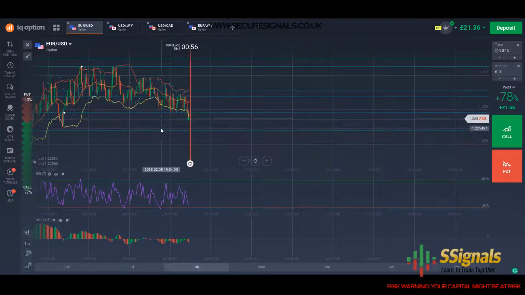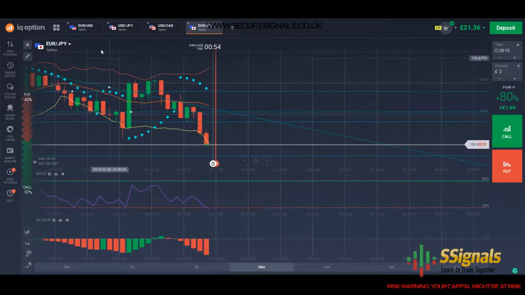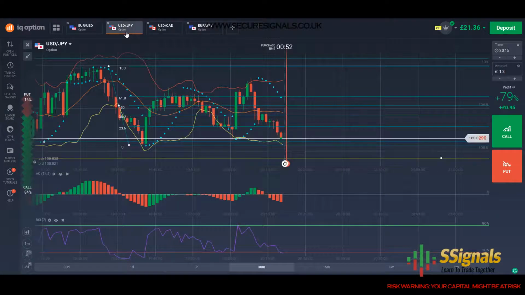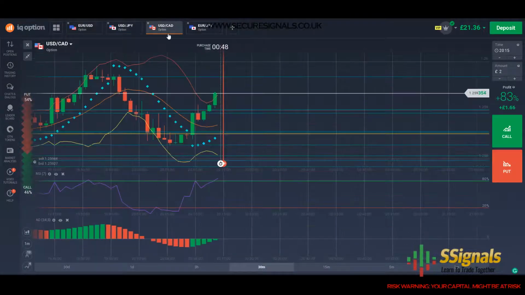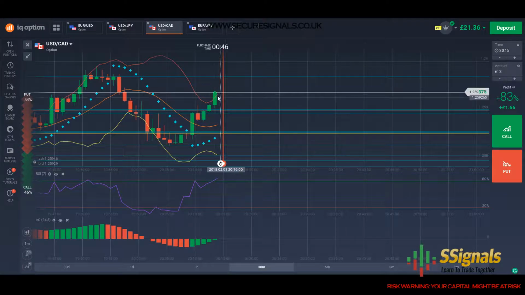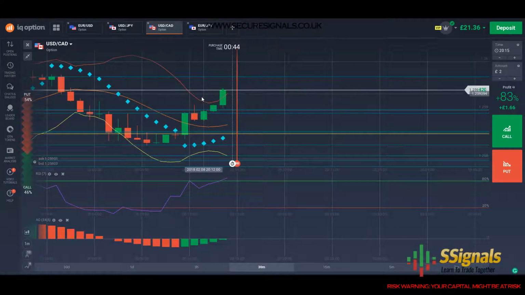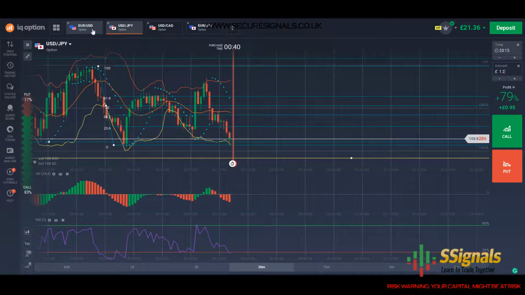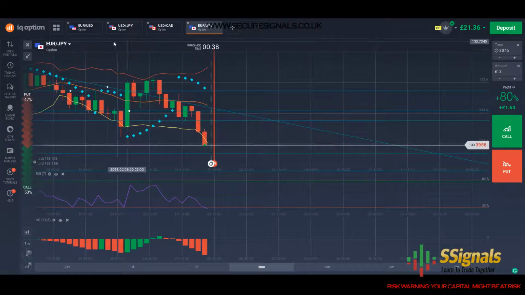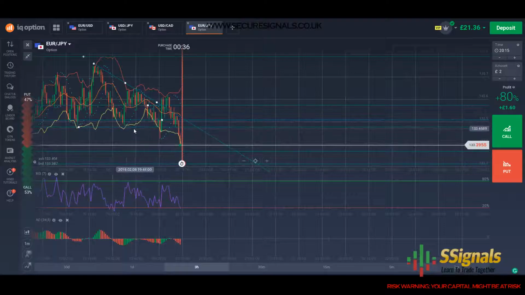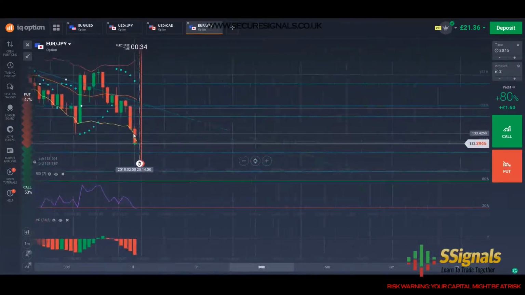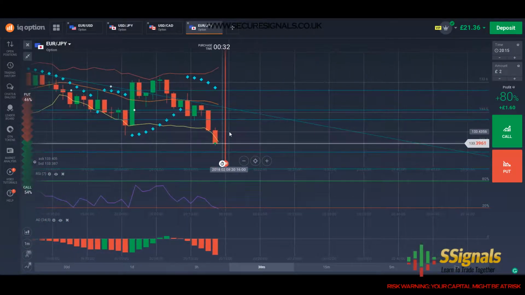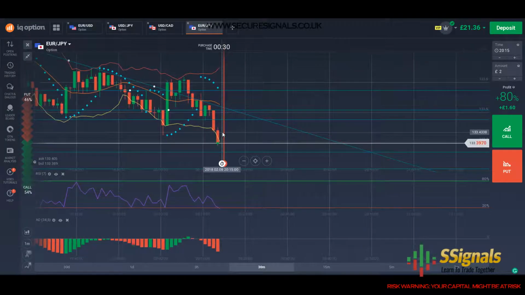Okay, so the euro is taking a plunge, as you can see on both charts, and the dollar against the yen is plunging. The USD and the CAD are weakest, and JPY has been strong on both charts. So let's go for a put somewhere.